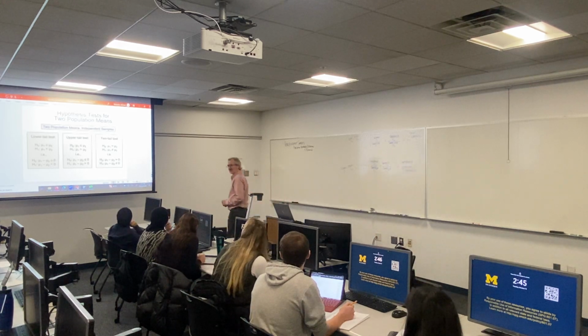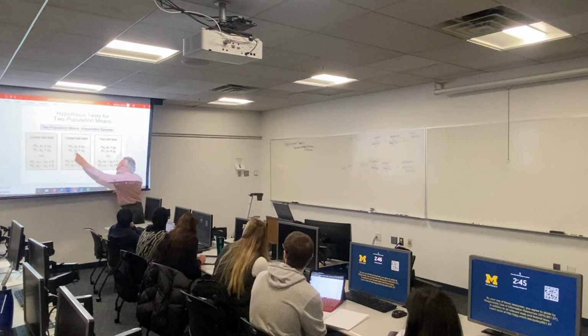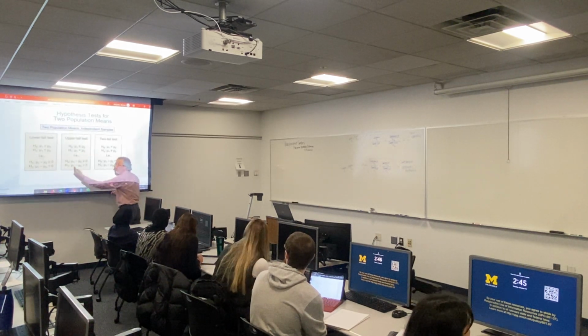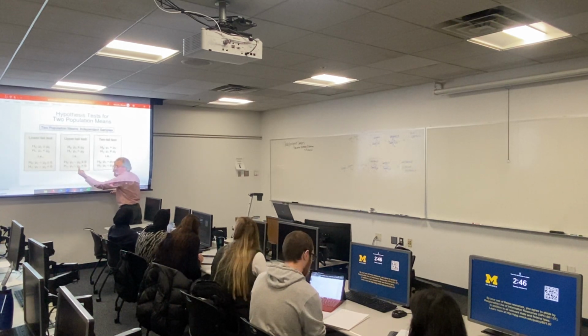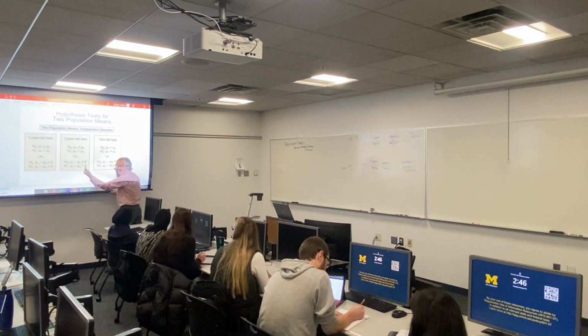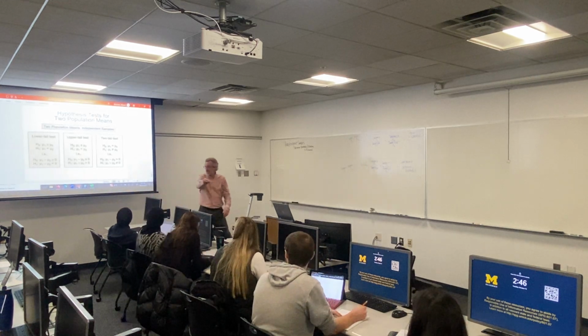City 1 has more than City 2. So that would be like this. City 1 more than City 2 is what we're trying to prove. So to write the alternative, the mean from City 1 minus the mean from City 2 is going to be greater than 0. There's your alternative hypothesis based on that statement.